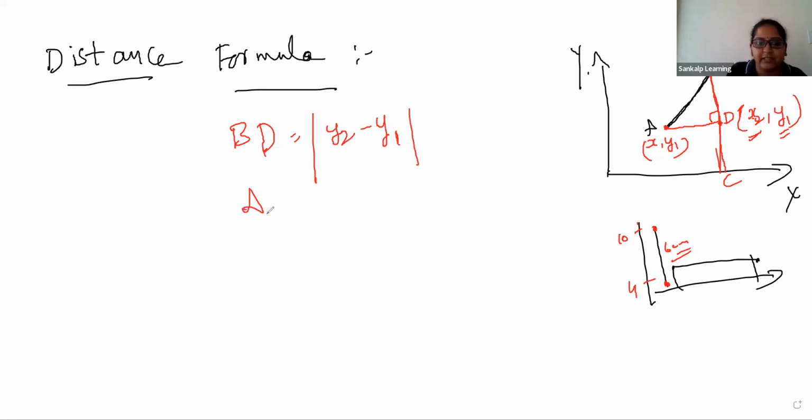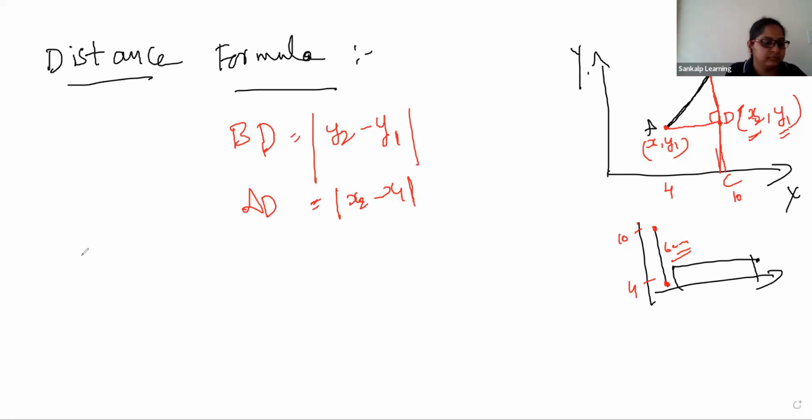Now tell me how to write AD. How do we do AD? For example, it is 4 and it is 10. So how can we measure this distance? We write 10 minus 4. So that is equal to x2 minus x1. Just telling you, no need to derive, you don't have derivation.